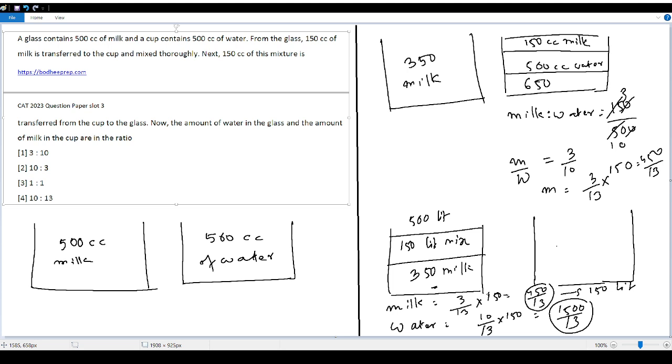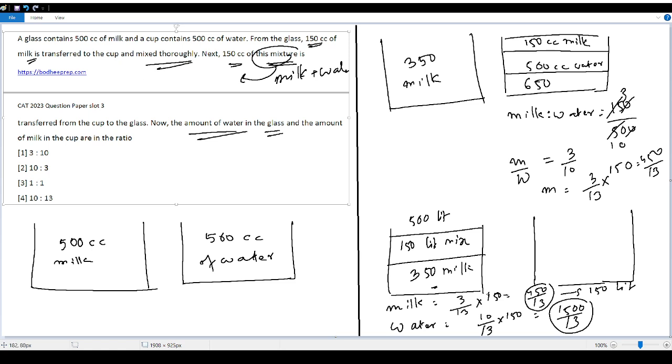Then you didn't get the process correct. See, when 150 cc of mixture, from this glass 150 cc of milk is transferred to the cup. Now the moment 150 cc of the milk goes to the cup and mixed, it doesn't remain milk anymore. It becomes a mixture. Now 150 cc of the mixture. Now when this mixture is going, it is not milk. It is milk plus water. What you did was you just found out the ratio between the total quantity, but here you need to find out now the amount of water in the glass and the amount of milk in the cup.